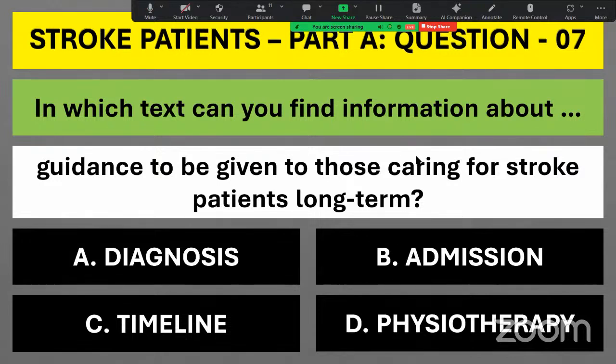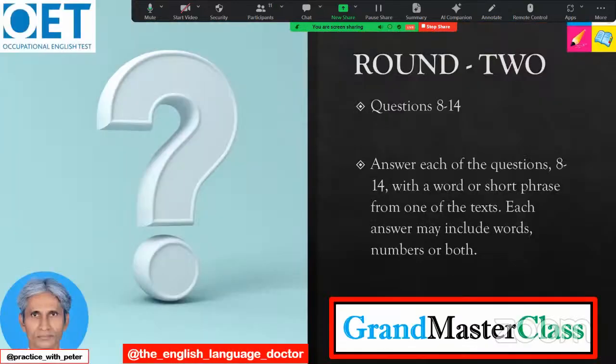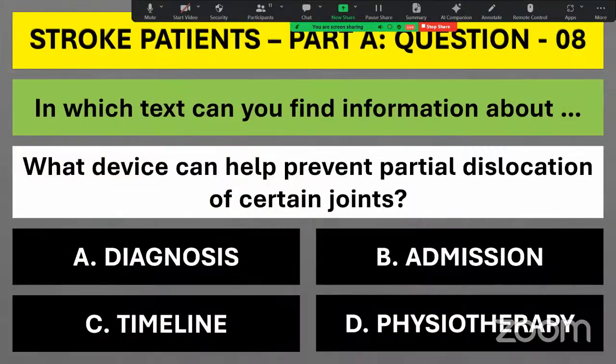Okay, timeline. After admission in the hospital, timeline, what should be done? Physiotherapy is the extension. So you understood 7 questions. Very good. Now we are moving to round 2. Here also you will do the same way. Without reading the questions, without studying anything, you'll get the answers. But you have to go and find the correct answer afterwards. Which text it is, you have to see. Now round 2, question number 8 to 14.